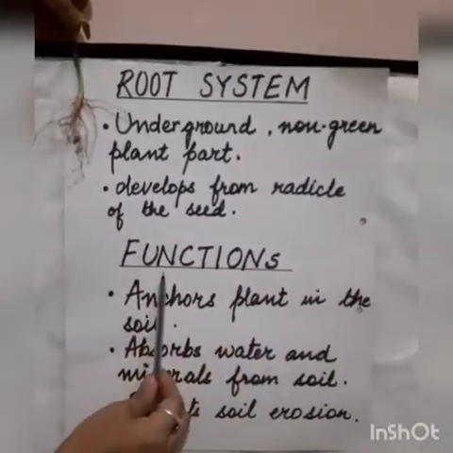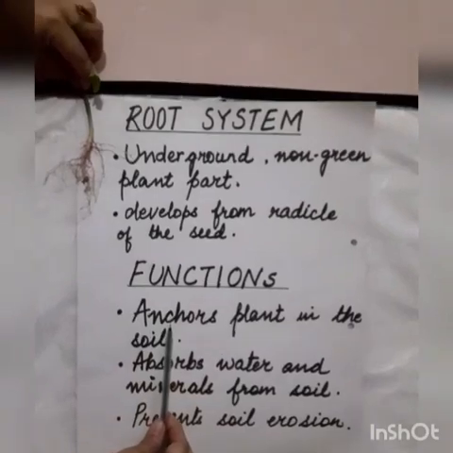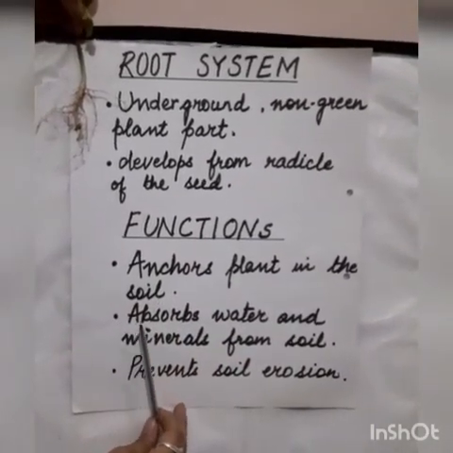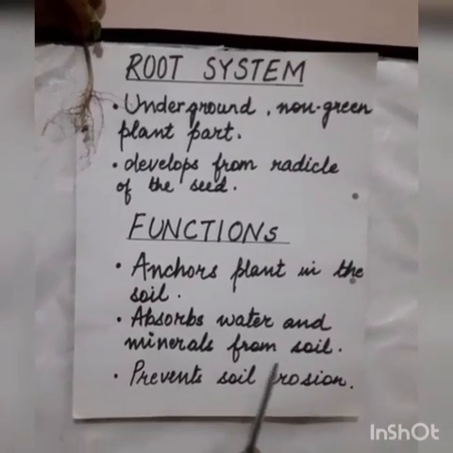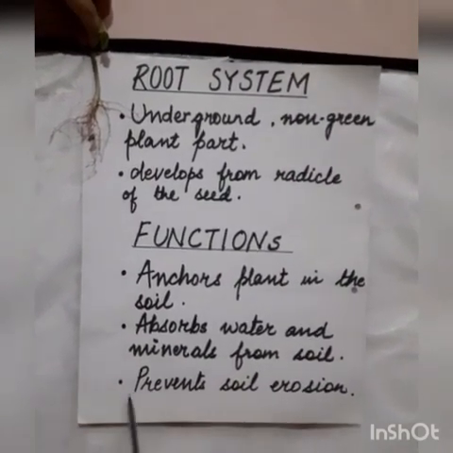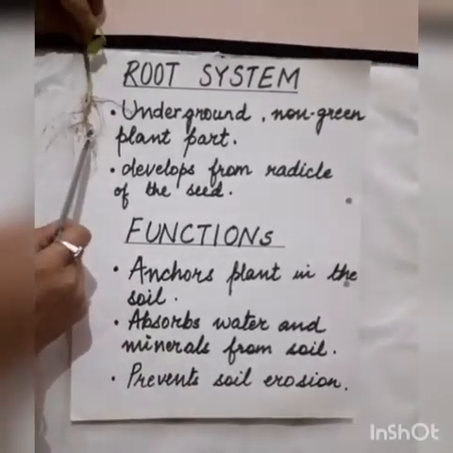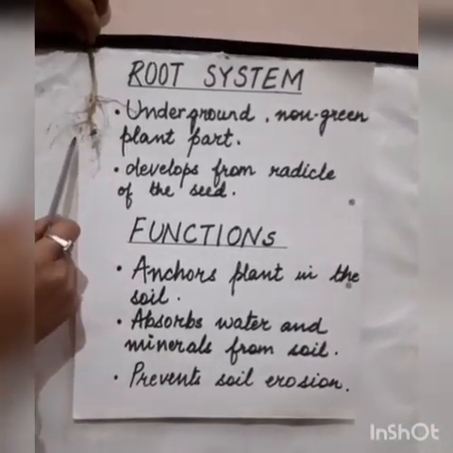Now comes what are the functions of the root? The function of the root, it anchors the plant in the soil. Second function, it absorbs water and minerals from the soil. And third, it prevents soil erosion. This root binds the soil. You can see soil particles are attached to the root.